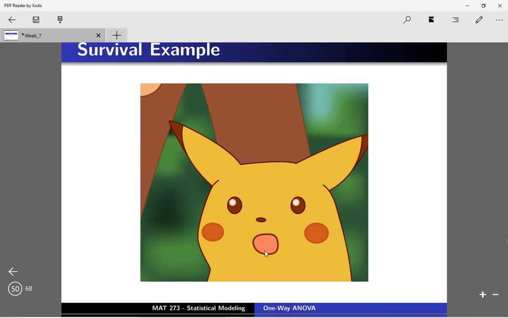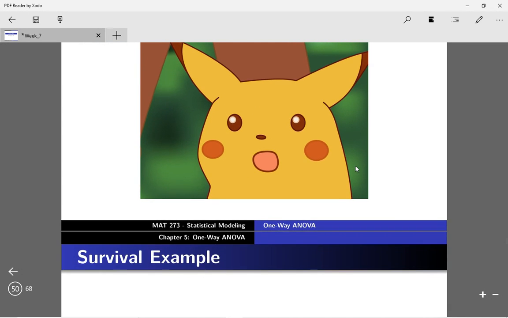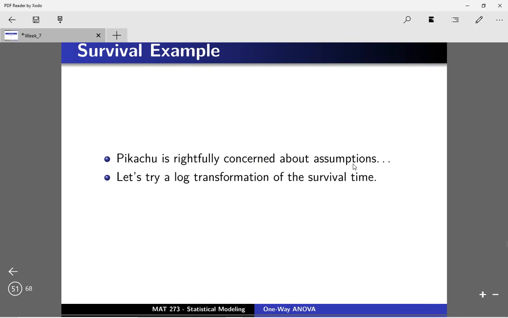Okay. And Pikachu is very concerned about these assumptions not being met. We went ahead and fit the model anyway. So you can see he can't believe it. He can't believe we did that. But fortunately, we're not done. We can try and fix this.